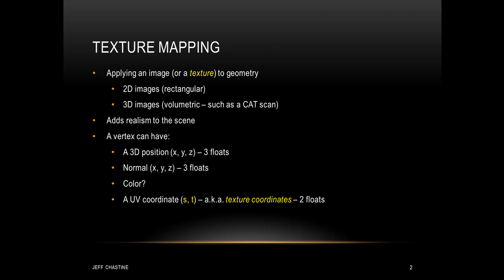So to pull this off, we're now going to have to associate extra data with our vertex. So previously we had a 3D position, which was X, Y, and Z, and that was 3 floats. We also had a normal, which had an X, Y, and Z, and that was 3 floats. And in some of the previous examples, we actually manually applied a color to a vertex for an additional 4 floats, but that's not really how it's done. So now we're going to add something called a UV coordinate, which is also called a texture coordinate, and this is going to be 2 additional floats. And those UV coordinates are actually going to go by the names S and T.